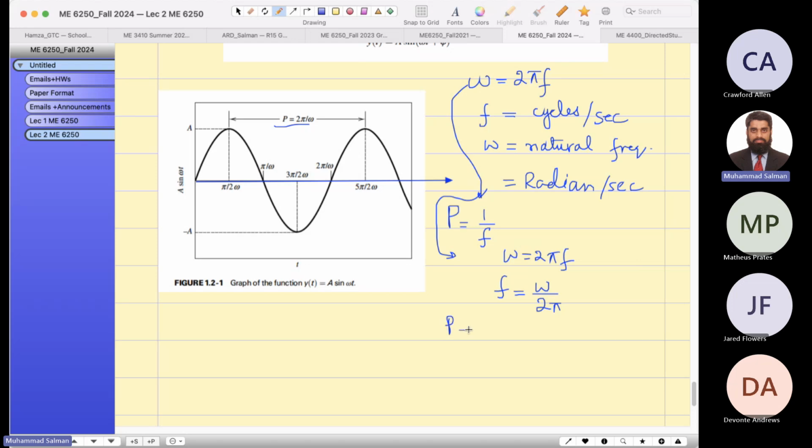And the time period is the reciprocal of frequency. So can I write it down like this, 2 pi over omega? This is the same thing. Time period is the time between two consecutive points in a cycle. You pick two consecutive cycles, and usually the maximum points are easy to identify. There's a maximum, so the peak to peak distance is the time period.